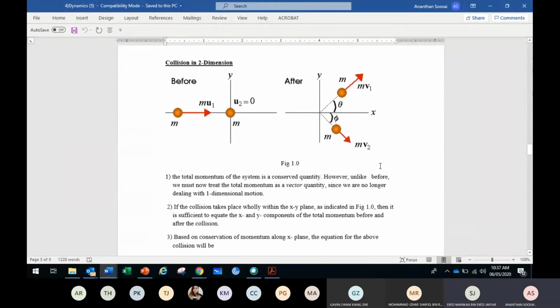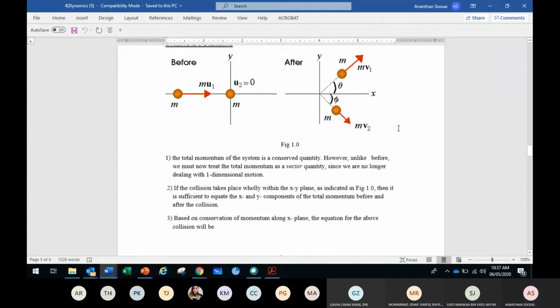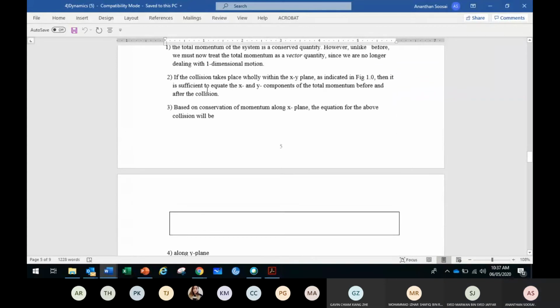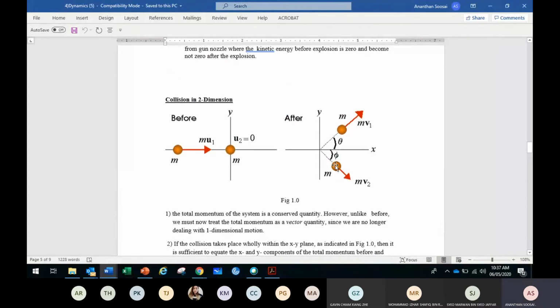First, you see the diagram here, the M moving forward. Then it collides with another M, same mass. After the collision, the first M is moving up, the second M is moving down, with the angles of theta and psi. Now the first equation: based on conservation of momentum in the x plane, the equation for the above collision will be... can you write the equation for me?